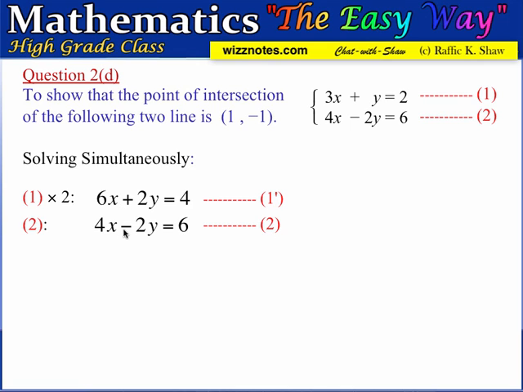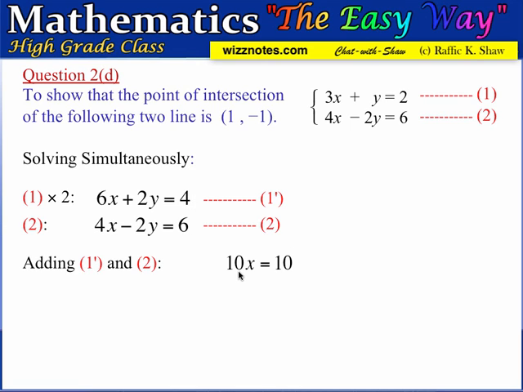Now if I add the two equations, I will eliminate the 2y terms because this 2y will eliminate this negative 2y. So I'm going to add these two equations in order to eliminate the term in y, and so I'll find the x value first. When I add the two equations, I have 6x plus 4x is 10x. The terms in y are eliminated when I add them. And then 4 plus 6 is 10.